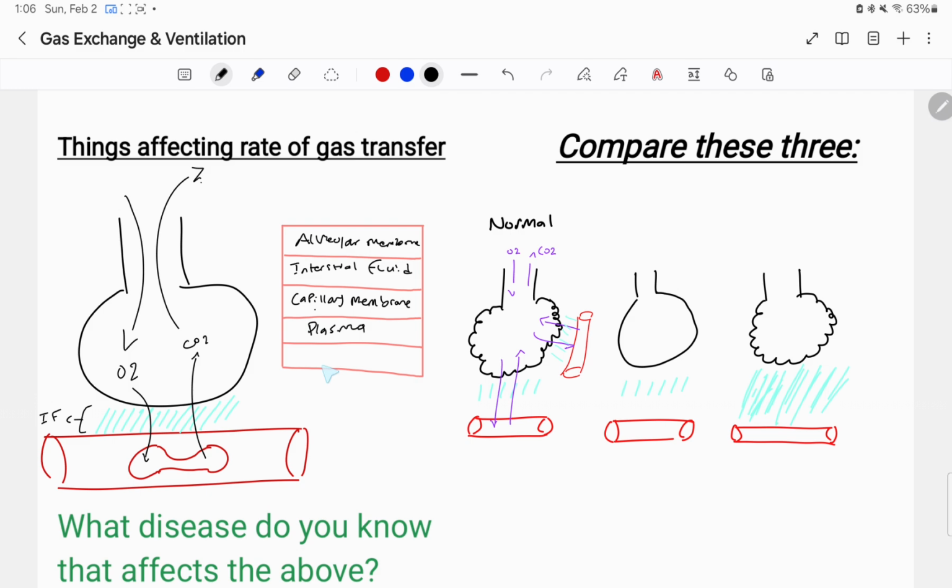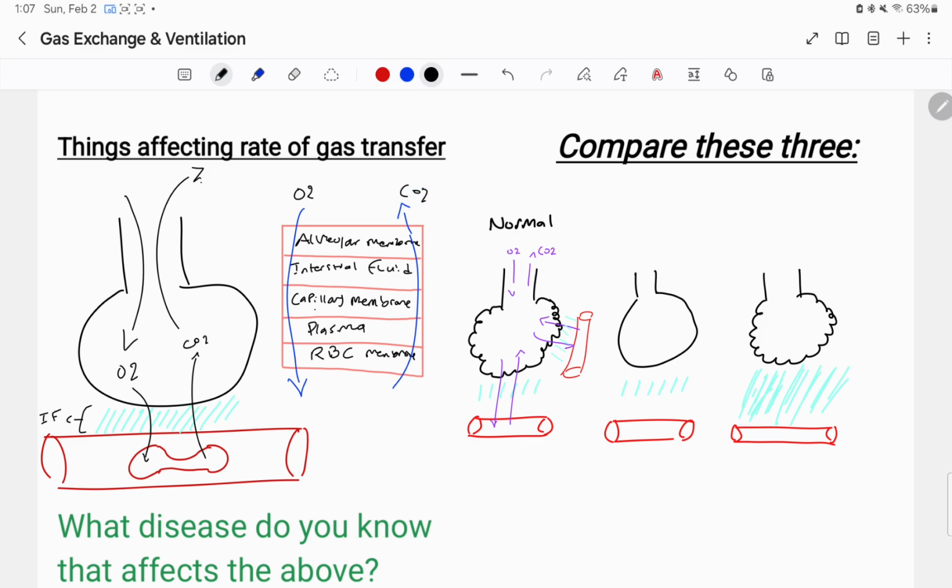After it makes it through the plasma, it's now going to make it through the red blood cell membrane. And now it's actually inside of the red blood cell, okay, where it can actually be carried. And we'll talk about that in our next video, talking about oxygen and CO2 transport, sorry. All right, so this is what the oxygen is going to have to go through. It's going to have to go through all this. And the CO2, in turn, will have to go in the opposite direction.